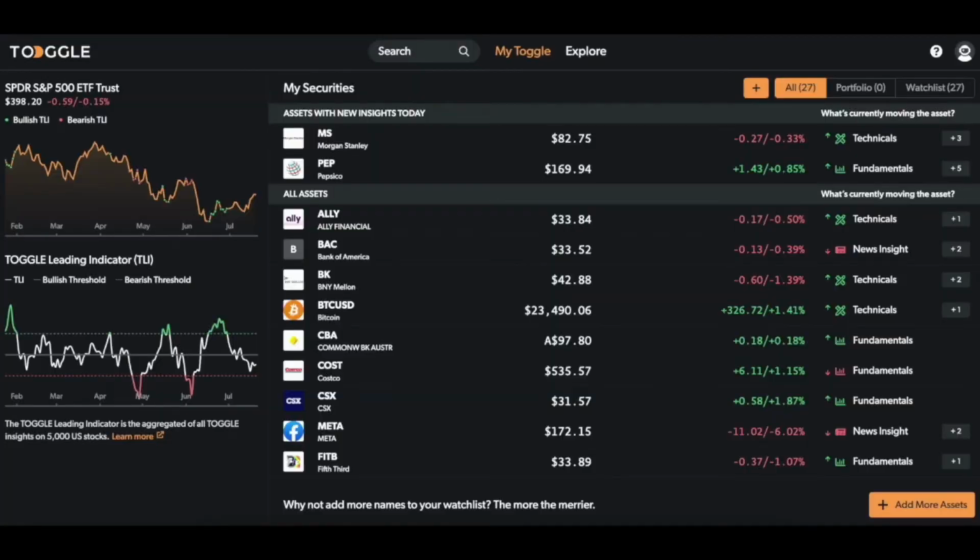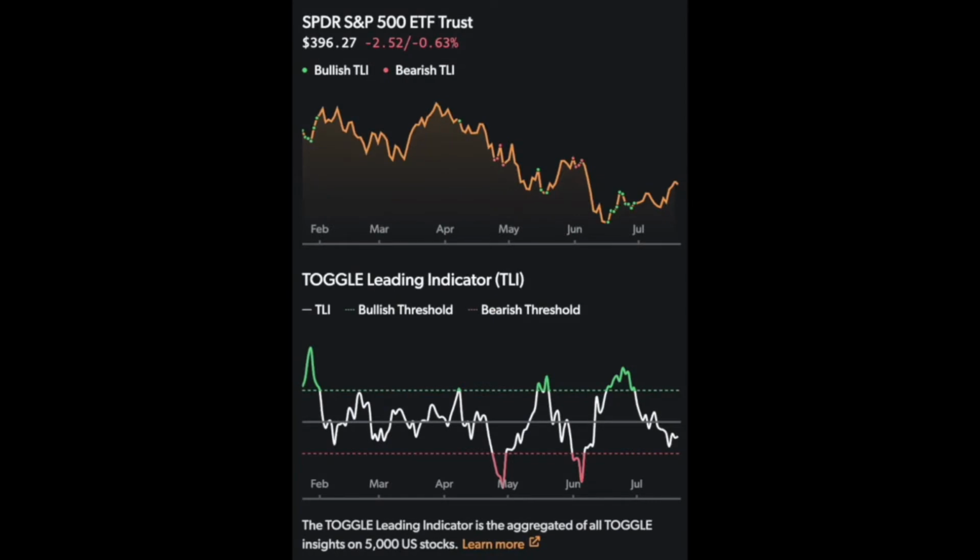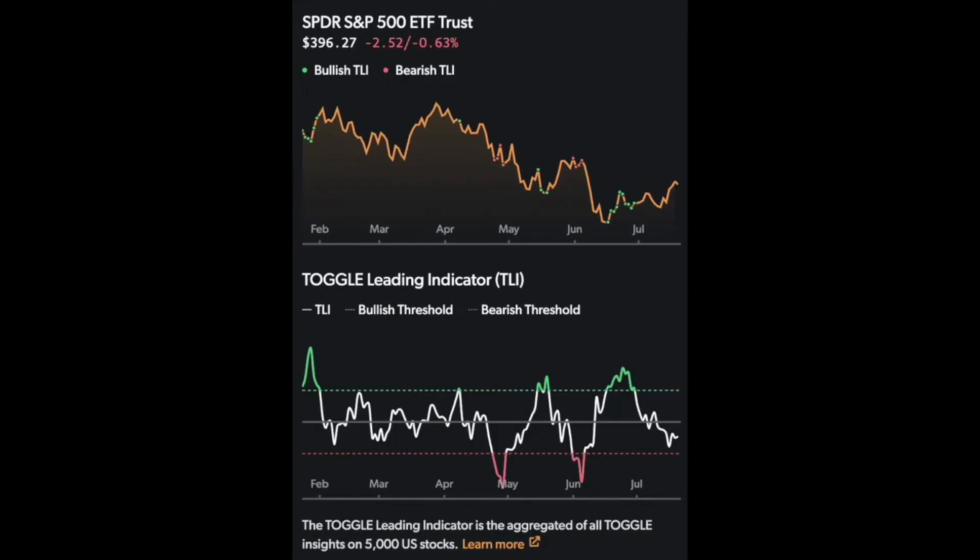The TLI can be found at any time on your Toggle dashboard by going to the My Toggle page. Over here, you will find two graphs. The SPY at the top, which is an ETF tracking the S&P 500, with the only difference being that the price is divided by 10, and the Toggle Leading Indicator on the bottom. The TLI chart is updated daily with the ratio of number of bullish to bearish insights generated for the date.